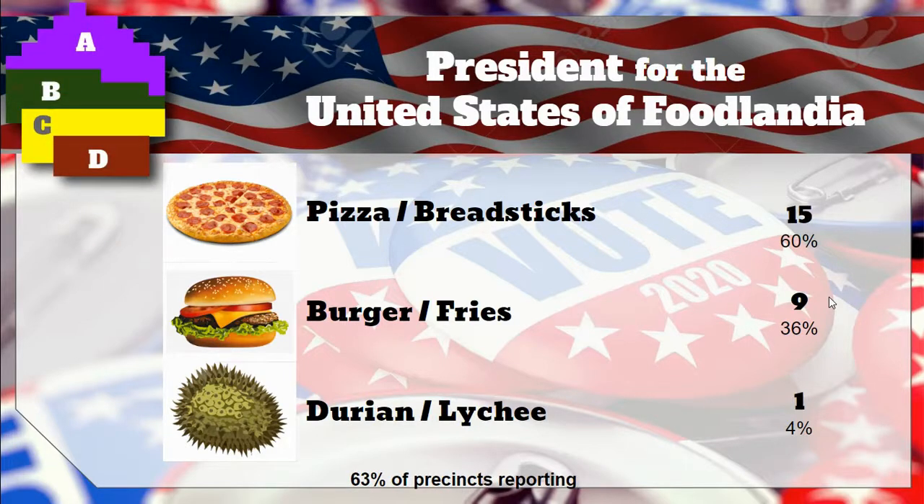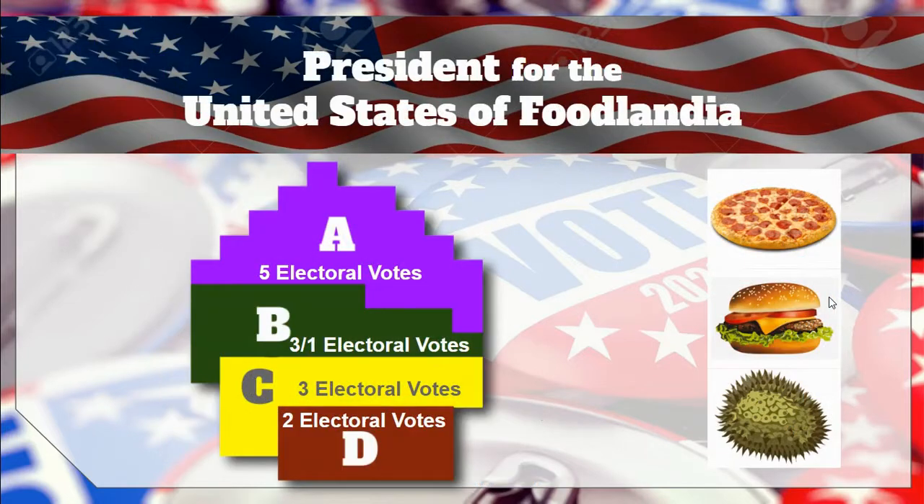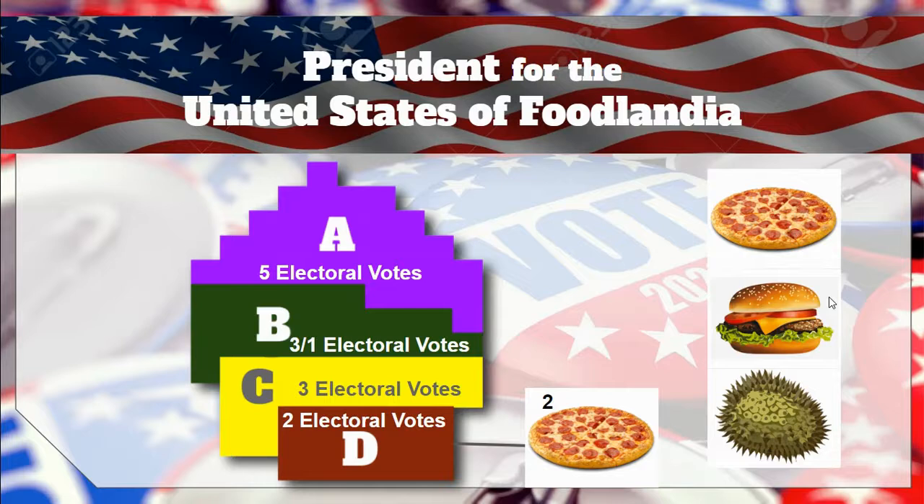Wow. So nationally, that changes the score just a little bit here now. Pizza Breadsticks has 60% of the votes, Burger Fries 36%, and Durian Lychee 4%. That's with 63% of all precincts reporting. But again, the Electoral College vote is the one that matters the most. So at this point, with Pizza winning the state of D, they will get 2 electoral votes. So our vote total is currently 2-0, all in favor of Pizza. Pizza with the early lead. Again, you need 8 in order to win the presidency. So we still have a long way to go.